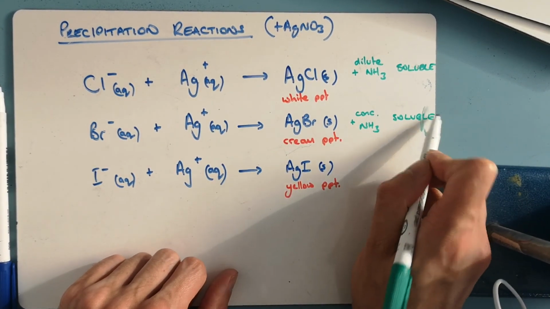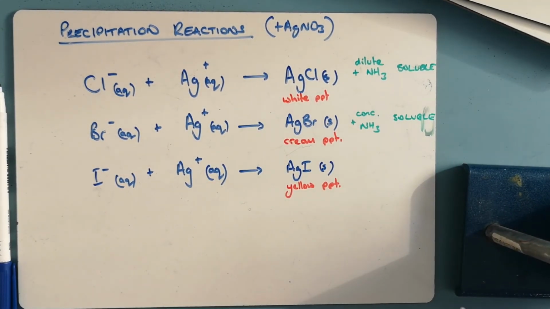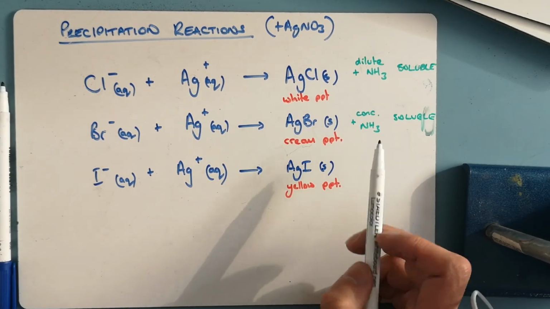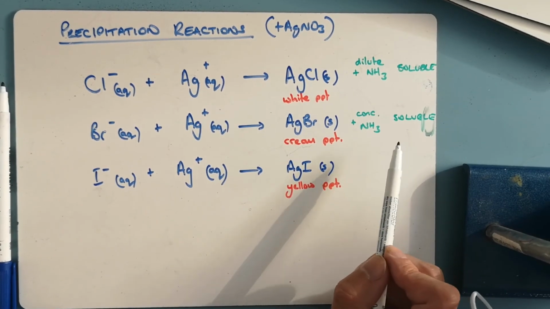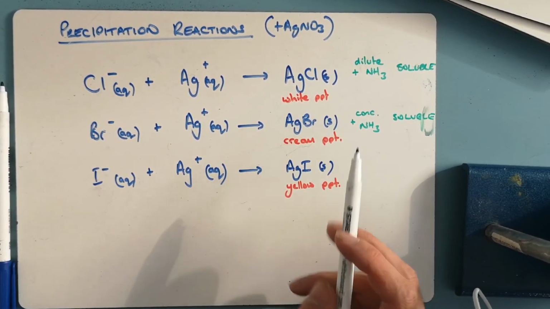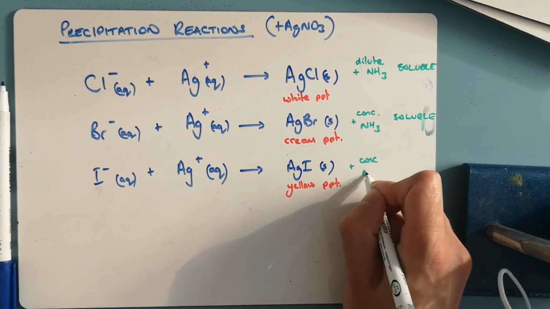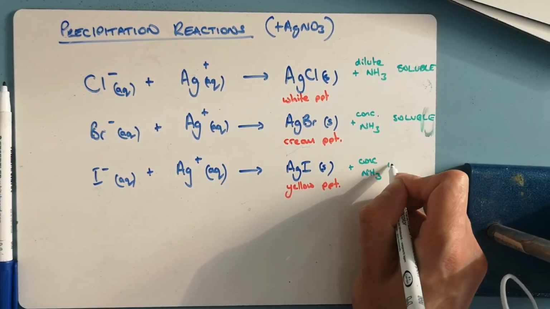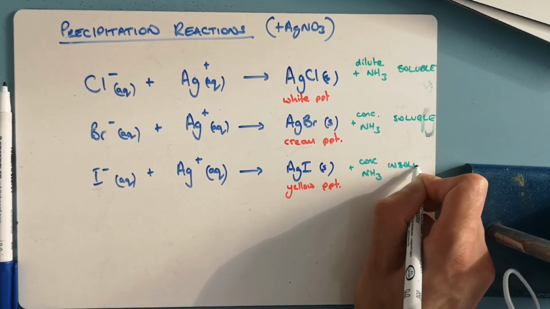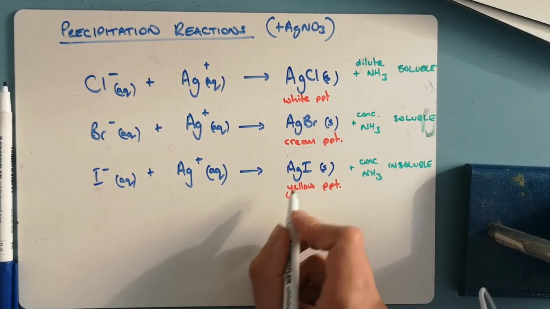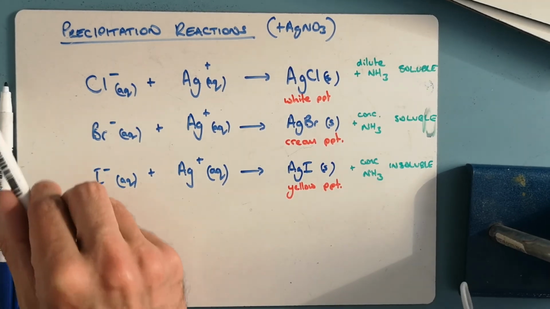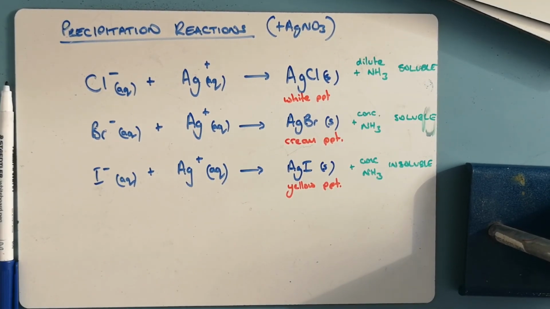I spell all the difficult words right, but then I spelled soluble wrong. If you add concentrated NH3 and it dissolves, then you've got silver bromide. And if you add concentrated NH3 and it stays a precipitate, so it's insoluble, you've got silver iodide. And that is the halogens from A-level chemistry.